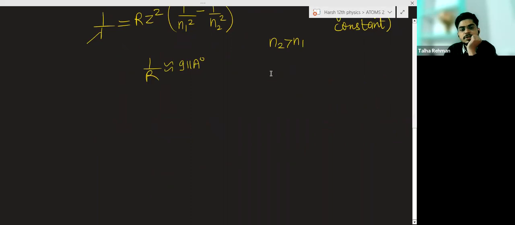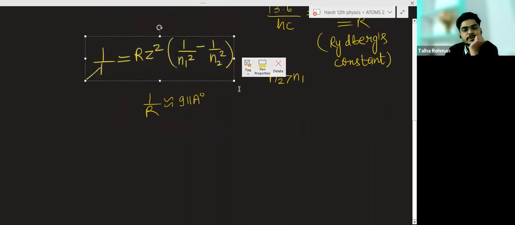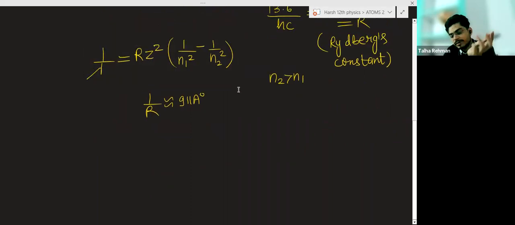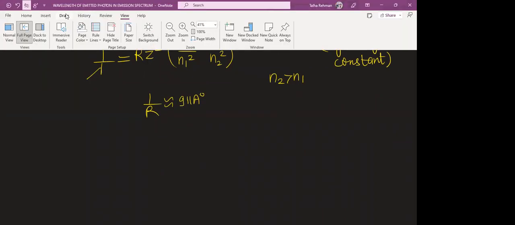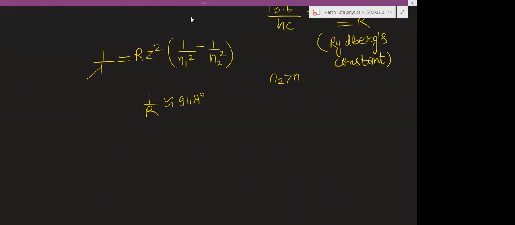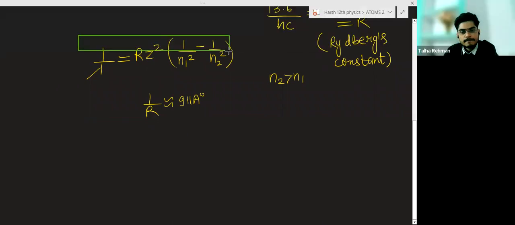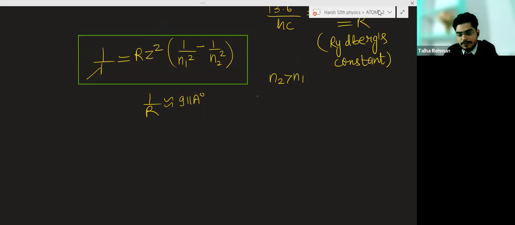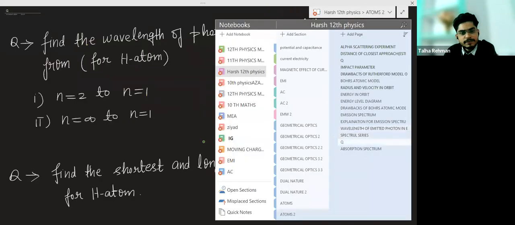This formula you have to remember to calculate the wavelength when the electron is moving from one energy level to another. After that, we have the spectral series. But before that, we will solve this question.